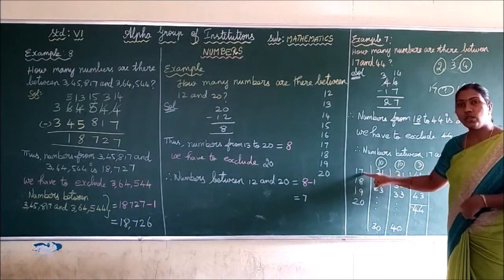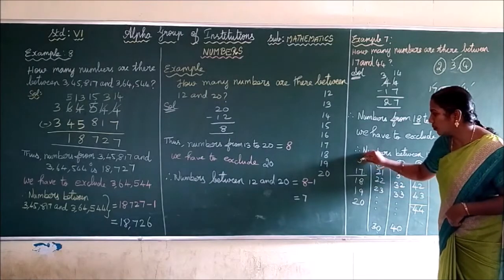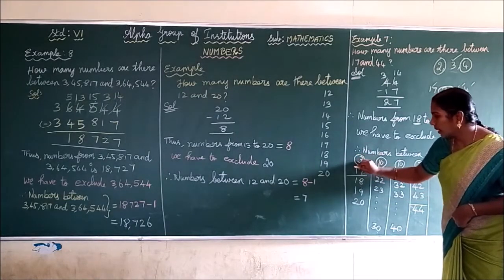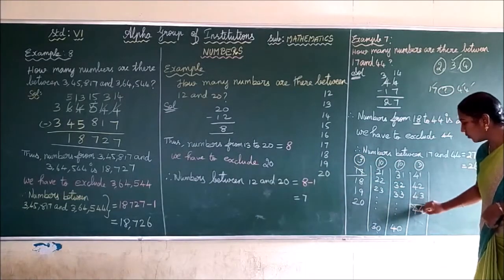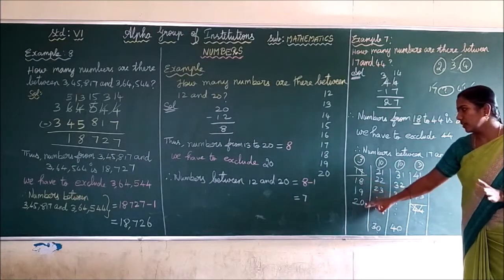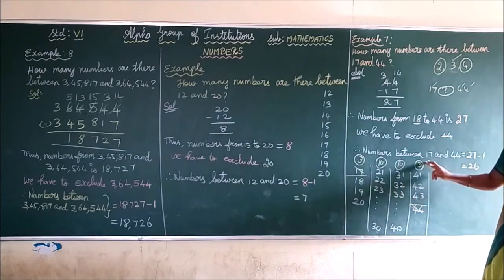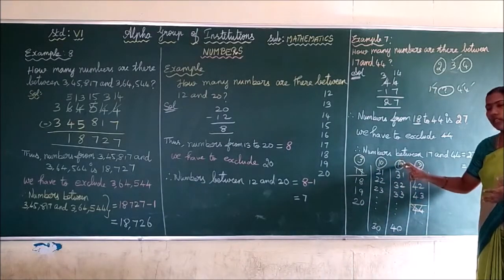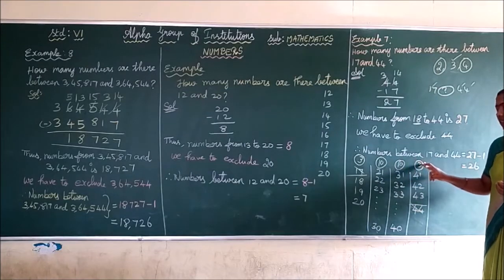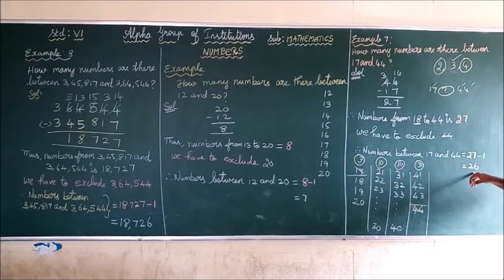So you have to exclude 17. So 1, 2, 3. So how many numbers? 3. Thus by excluding 17 and 44, now we are going to calculate how many numbers there are. Here 3 numbers, here 10 numbers, here 10 numbers, here 3 numbers. Let us sum the values. 10 plus 10, 20, 20 plus 3, 23, 23 plus 3, 26. Thus we get the answer. I hope you understand. It's clear, children?